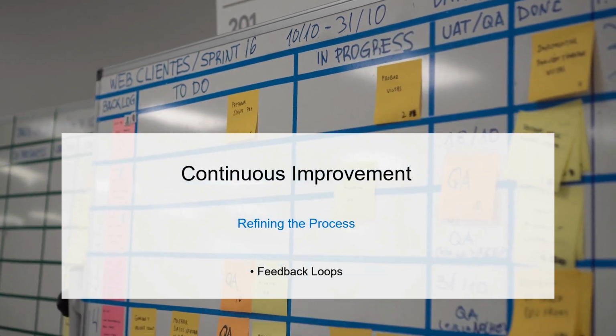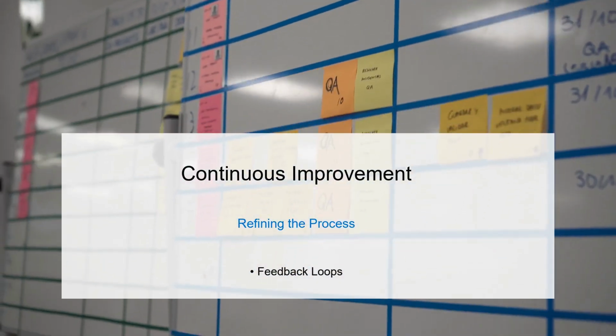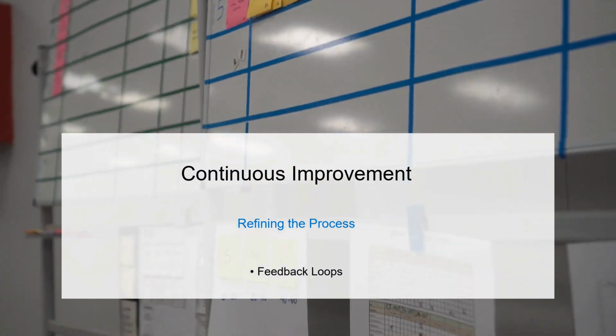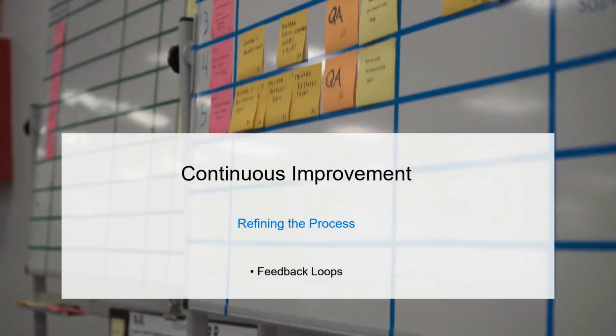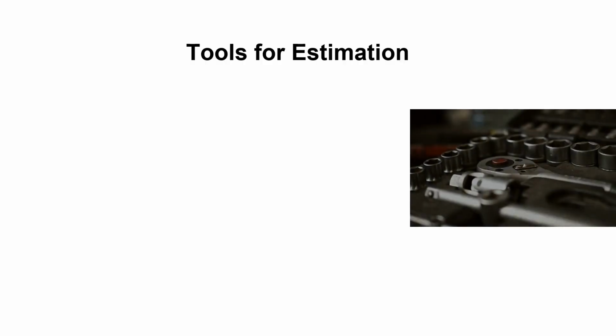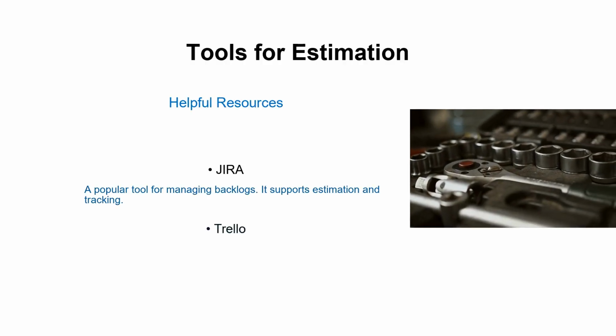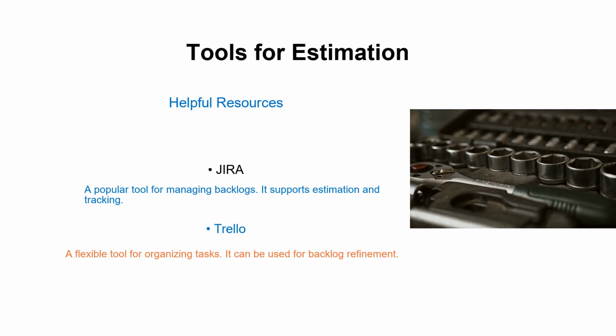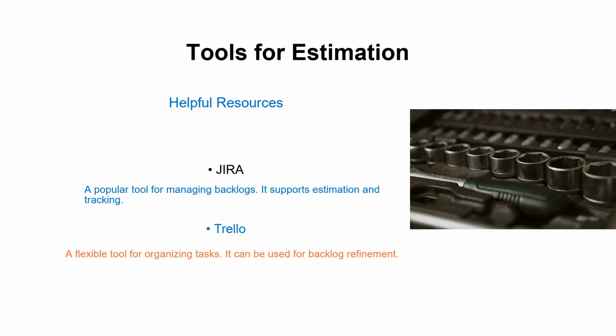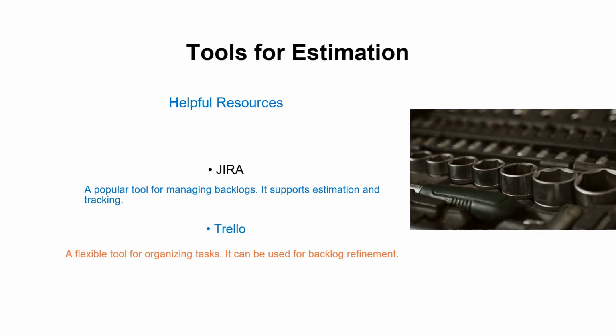Continuous improvement is vital in Agile. Implementing feedback loops and using retrospectives can enhance estimation accuracy over time. Several tools can assist with estimation and backlog refinement. Jira and Trello are popular options that support effective management and tracking.